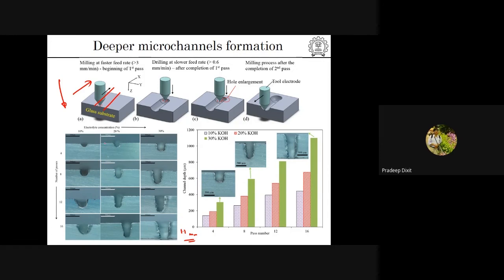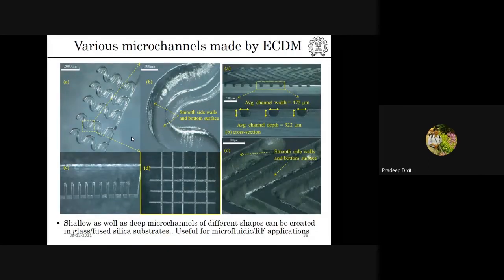There are a lot of parameters which I have not gone into in detail because of time constraints, but we can easily say 10, 20 and 30% concentration. If you increase the concentration, of course the chemical etchant is going to be stronger. This milling process has a lot of flexibility. Depending upon the tool path the tool takes, you can create any kind of shape, spiral shapes, straight shapes, different zigzag structures with a reasonably good surface finish.